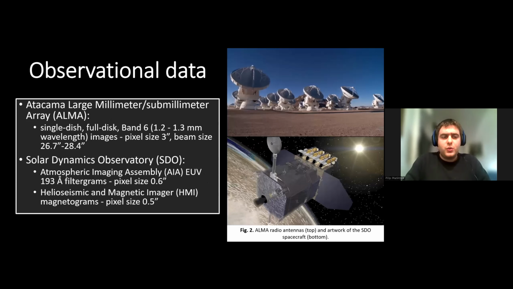In order to do that, we have collected data from two different instruments. The first one is, of course, ALMA, where we use single dish full solar disk images in band 6 channel with a beam between 26 to 28 arc seconds. And the second instrument is the Solar Dynamics Observatory, or SDO Space Telescope, where we use the EUV filtergrams at 193 angstrom and magnetograms of the line of sight photospheric magnetic field.